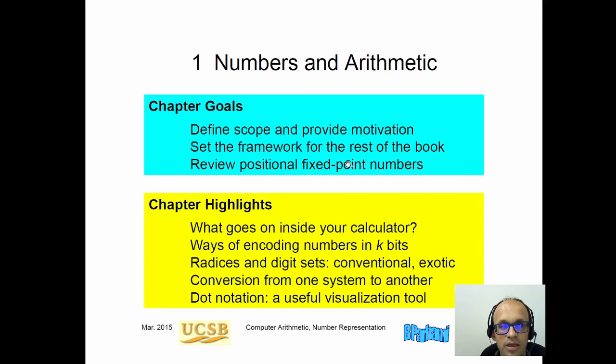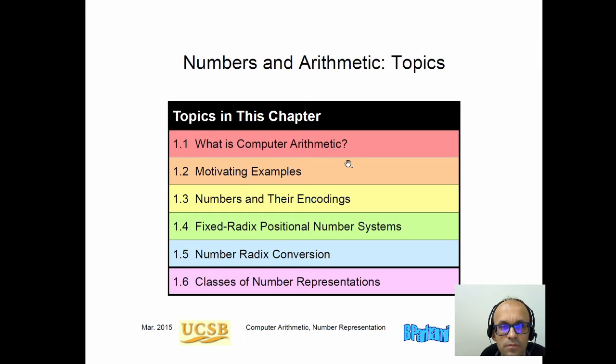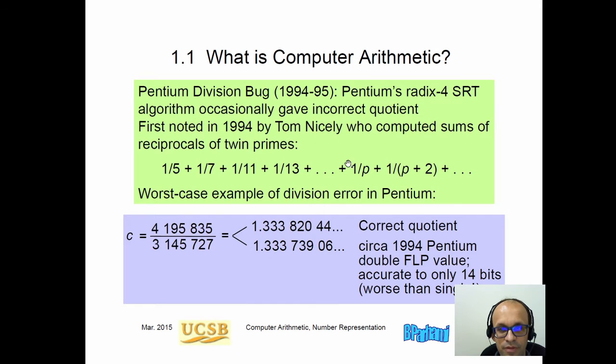Okay, numbers and arithmetic. Chapter goals: define scope and provide motivation, and set the framework for the rest of the book. Review positional fixed-point numbers. Chapter highlights: what's going on inside your calculator, ways of encoding numbers in k bits, radices and digit sets, conventional and exact forms of representation. So the main topic here is what computer arithmetic is.